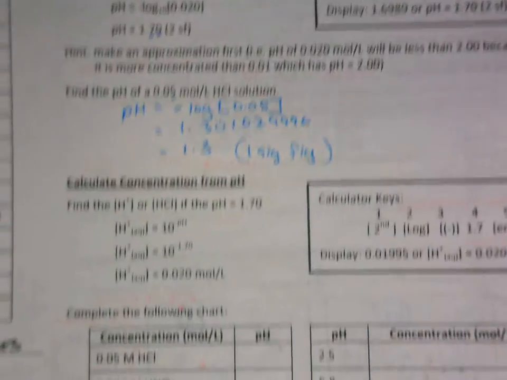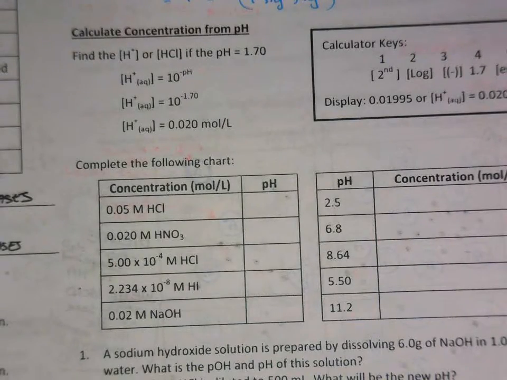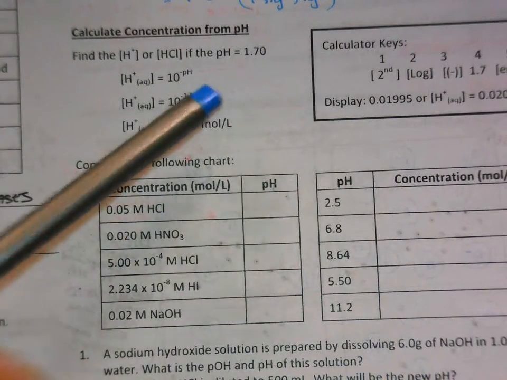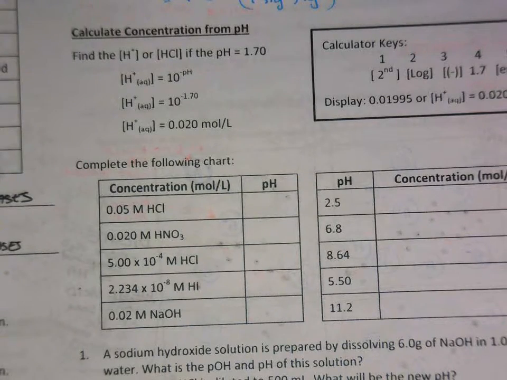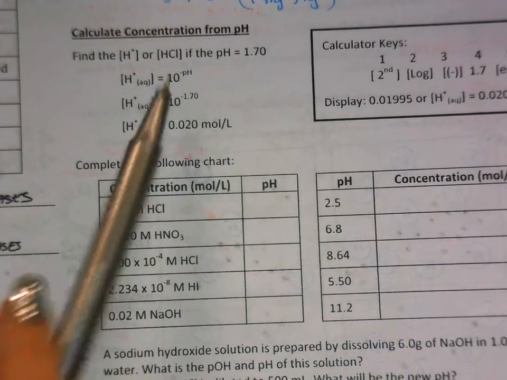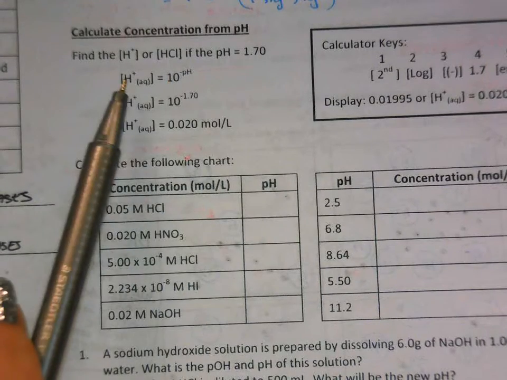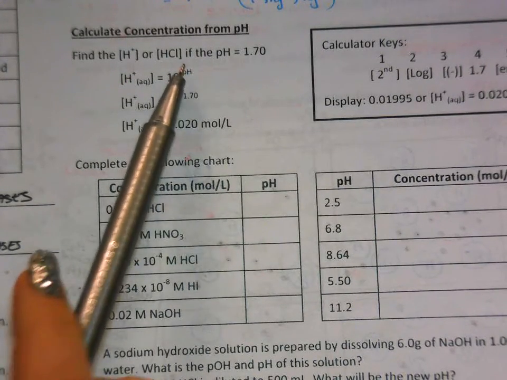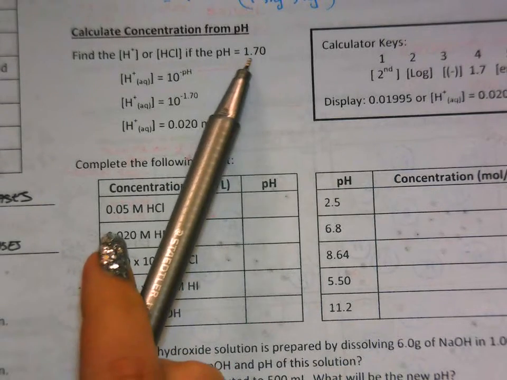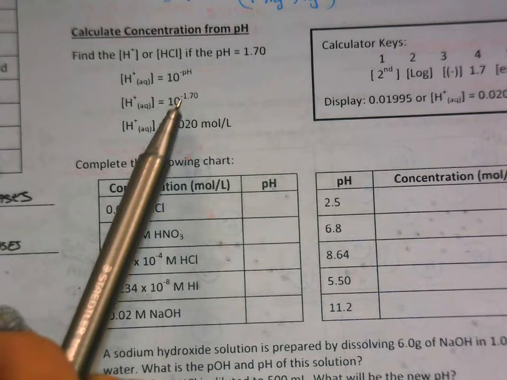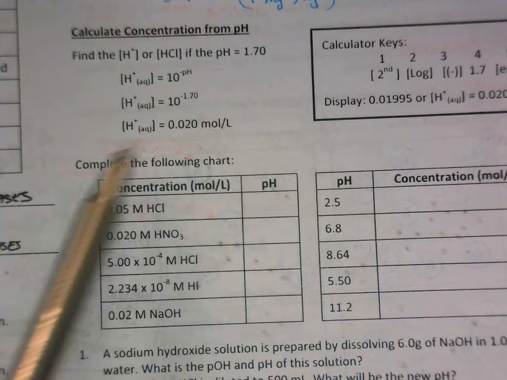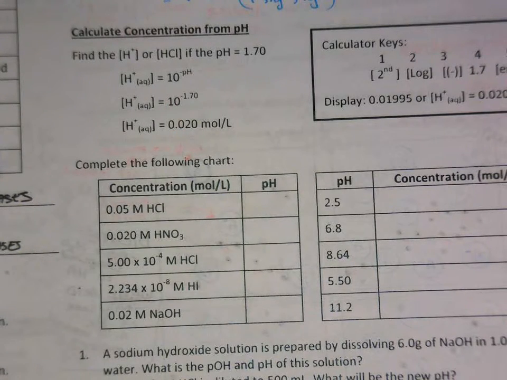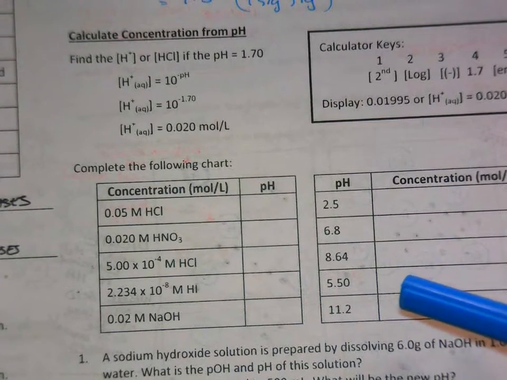What about going backwards? What if I give you a pH, and I want the concentration? Instead of using the log formula, I use a different formula. If I want the concentration, it's equal to 10 to the power of negative pH. My pH is negative 1.7. 10 to the negative 1.7 gives me 0.02. So take a second, complete the following chart, pause the video if you will.